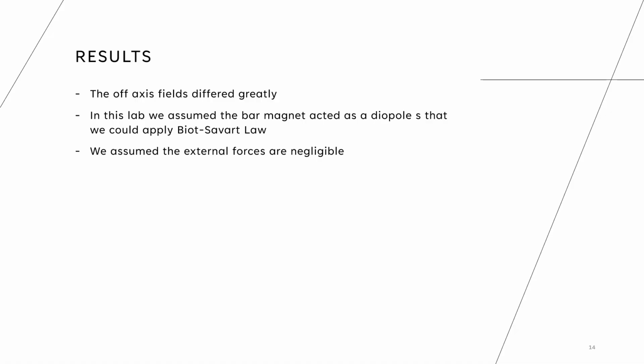Results. The off-axis fields differed greatly, and in this lab we assumed the bar magnet acted as a dipole so that we could easily apply the Biot-Savart law, and we assumed the external forces are negligible. Assuming that the bar magnet acted as a dipole is a potential source of error. However, it is likely mostly negligible in our lab and for our purposes.